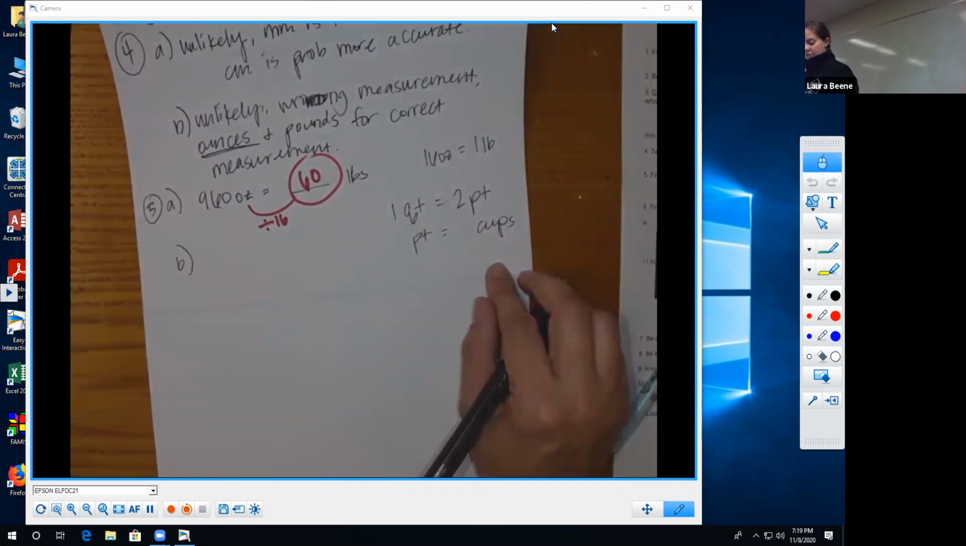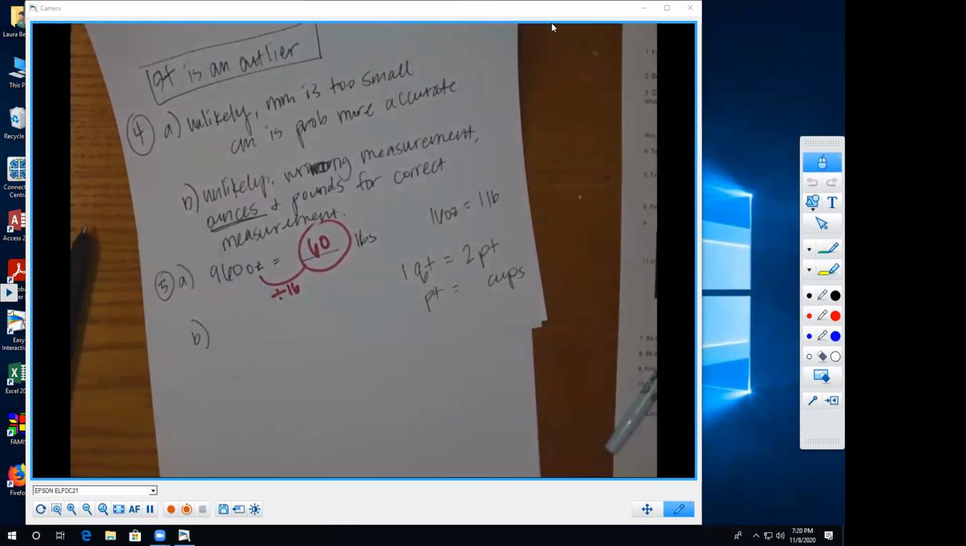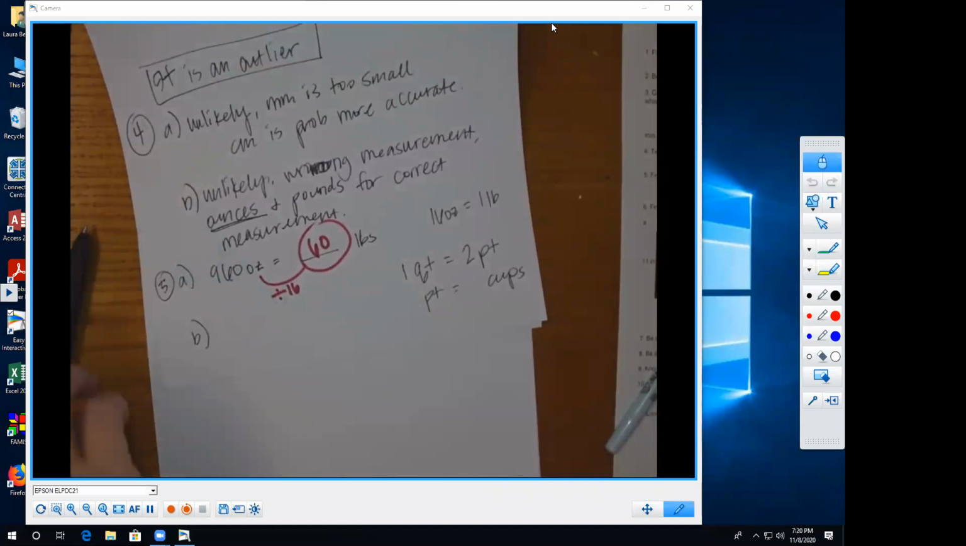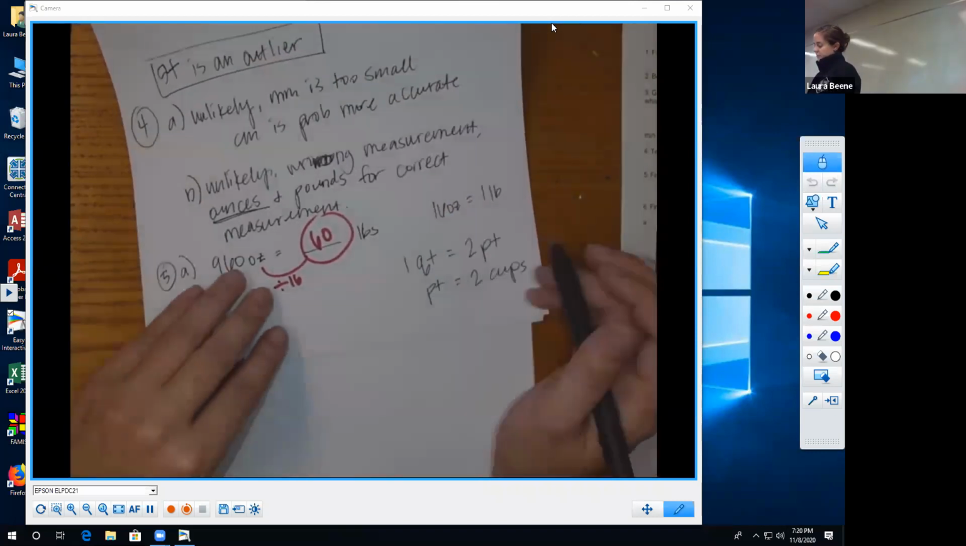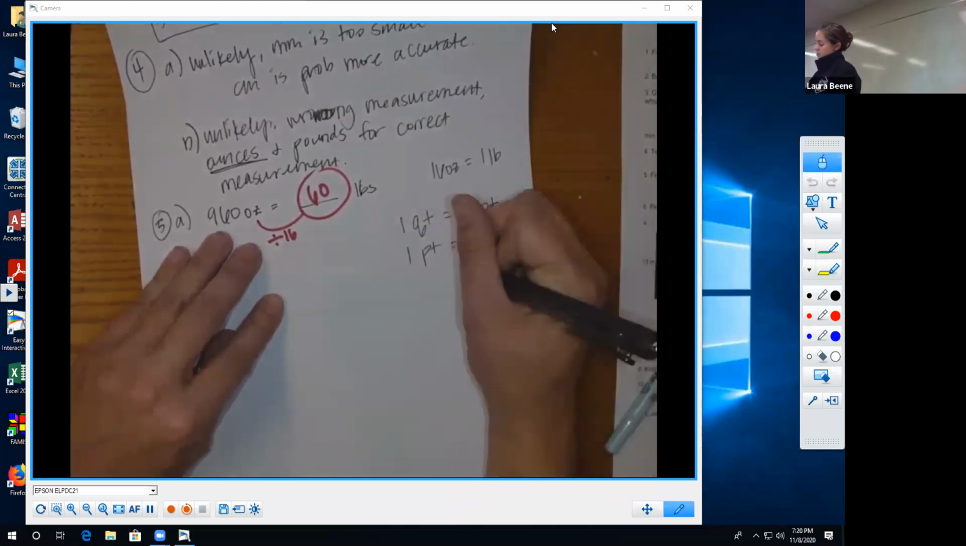Is it 2 or 4? I don't have my thing in front of me right now. This is one I can never remember, so let me look it up. I have it in my folder here. Okay, I think it's 2. So 2 pints in 1 quart, and 2 cups in 1 pint, yes. And then there's 8 ounces in 1 cup.